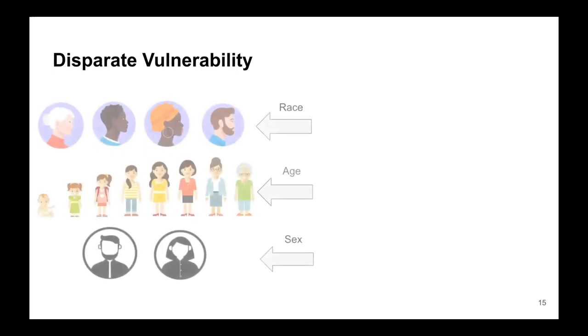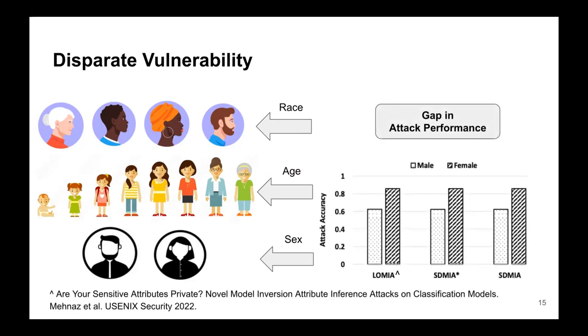So after that, we also investigate another interesting concept, which is the disparate vulnerability. So far, the existing attacks only consider the average-case scenario of attack performance while inferring the sensitive attribute. But we have identified that in model inversion attacks, in a single attribute there might be multiple subgroups, like age, race and sex, and the vulnerability varies between these subgroups. For example, in race, different subgroups have different vulnerabilities. So there is a gap in attack performance that we observe here, which is captured by the disparate vulnerability notion in the model inversion attack.